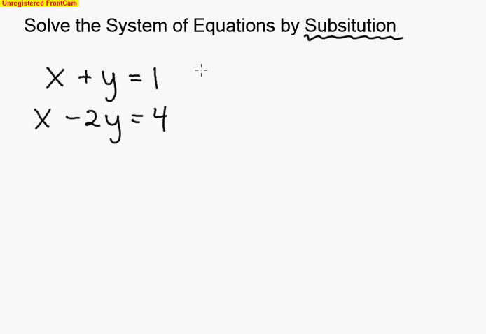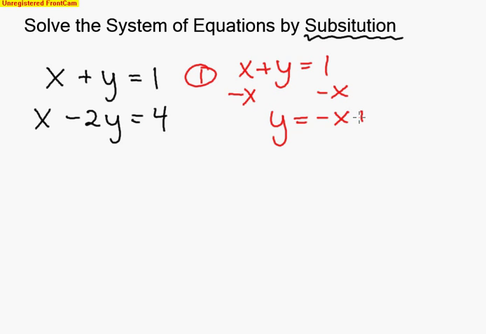So, let's take a look at the first equation. The first equation is x plus y equals 1. Usually, when you want to substitute, you want to try to make life easy and pick a variable that has a coefficient of 1. Well, x has 1 and so does y, so in this particular one, it doesn't matter. I'm going to go ahead and solve for y. So I'm going to take x plus y equals 1 and get y by itself. In order to do that, I'm going to subtract x from both sides. So we have y equals negative x plus 1.